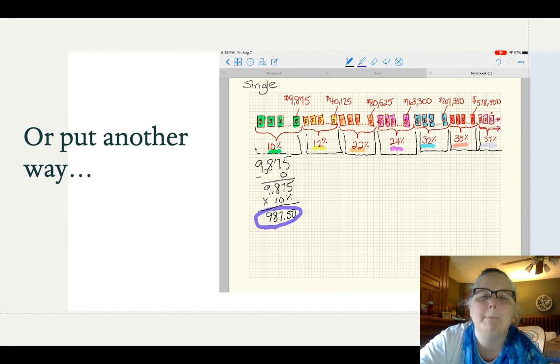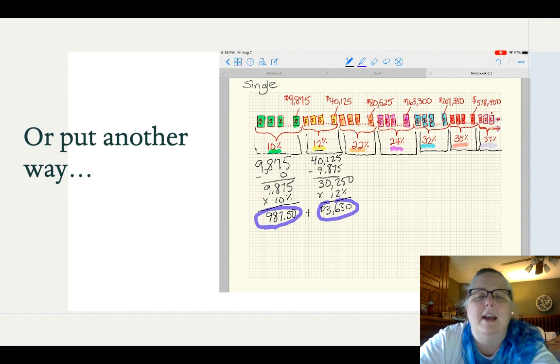$987.50. Okay. So the second bracket, if you filled it, how do we know how much is in that bracket? Well, that's simple. You take the ending point and you subtract the beginning point from it. So $40,125 take away $9,875. That tells us that there are $30,250 in that bracket. We times that by 12%, and that gives us a total of $3,630 of tax that would be payable if you were to have filled that entire bracket.